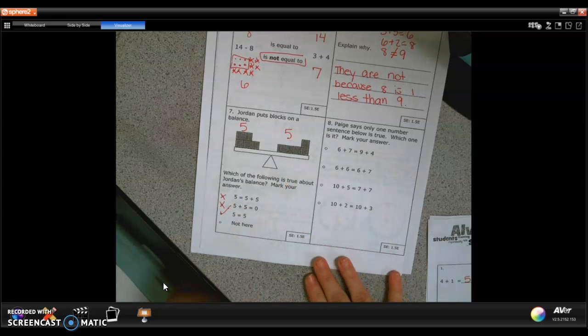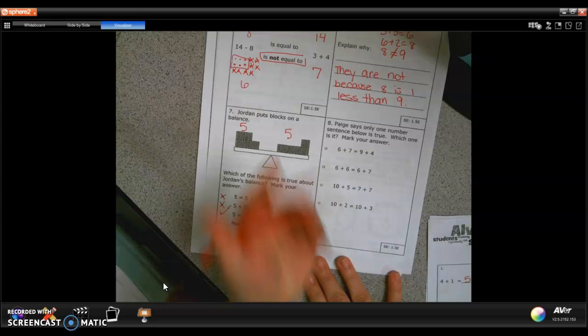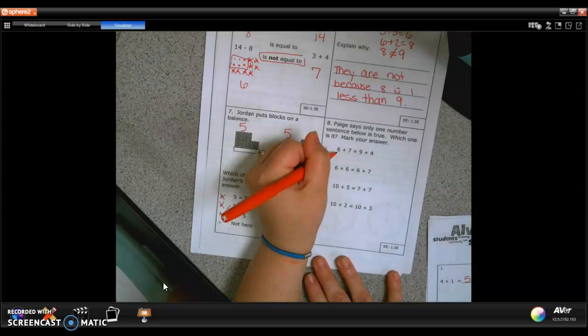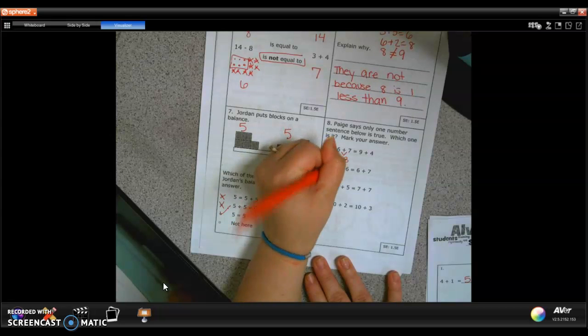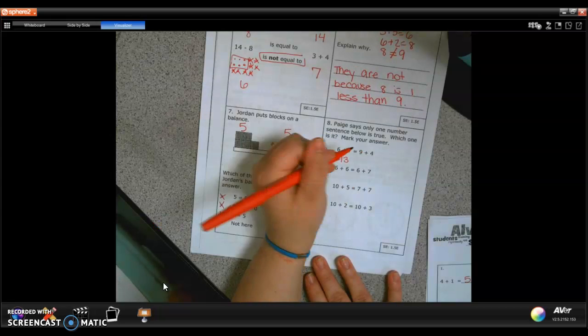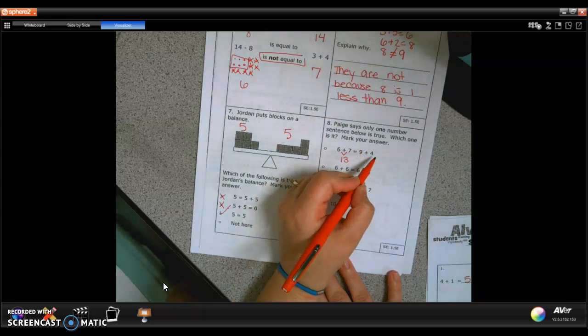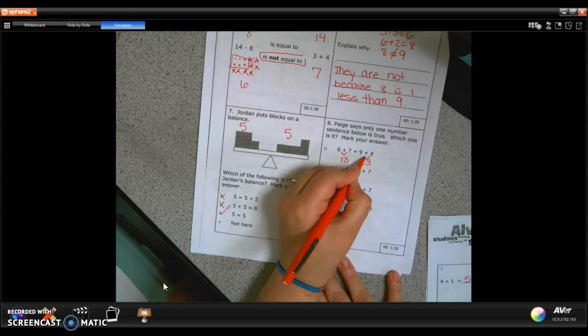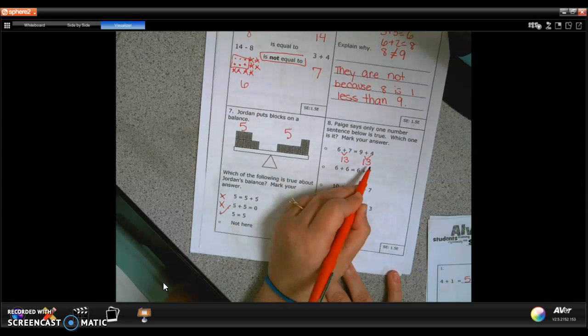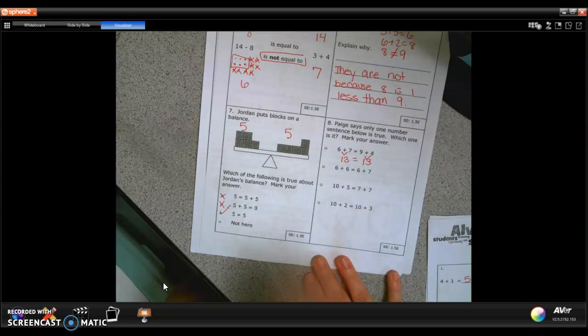Page says only one number sentence below is true. Which one is it? Mark your answer. Okay, well, I know 6 and 6 is 12 plus 1 more is 13. I know 9 plus 4. Well, I'm going to take 1 from the 4 and make 9 a 10, and that's with 3 more, which is 13. Is this number sentence true? 13 equals 13. Yes. Am I done? No. I have to go check the rest.